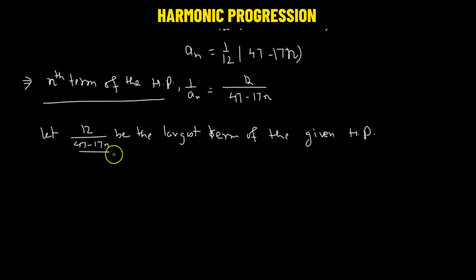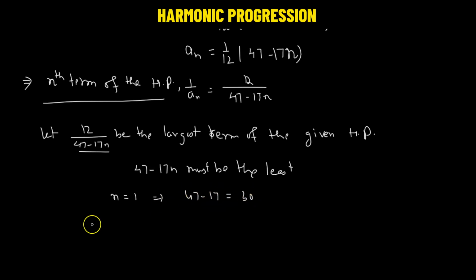Now if it is to be the largest, then 47 minus 17n must be the least. Only when the denominator attains its least value is the entire fraction going to have its highest value. So for what values of n is this as small as possible? If we choose n equal to 1, then we have 47 minus 17, which corresponds to 30. If we take n equal to 2, that corresponds to 47 minus 34. So this will be 13.